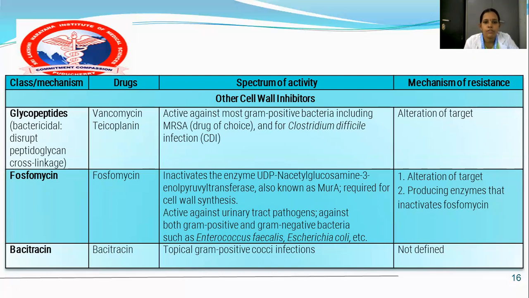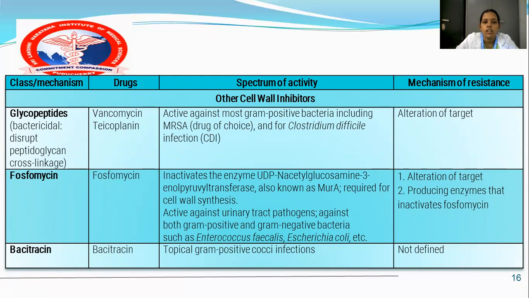And for Clostridium difficile infection also, this will inhibit the cell wall. And alteration of target is the mechanism of resistance here. Fosfomycin inactivates the enzyme called UDP-N-acetylglucosamine 3-enolpyruvyl transferase, also known as MurA, required for cell wall synthesis. And it is active against urinary tract pathogens. The mechanism of resistance is alteration of target and producing enzymes that inactivate fosfomycin.